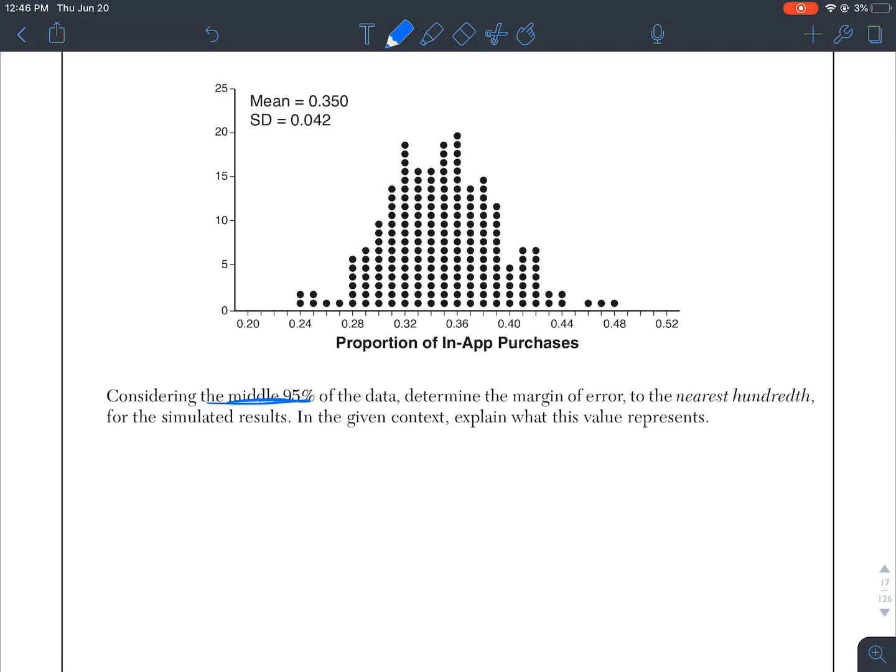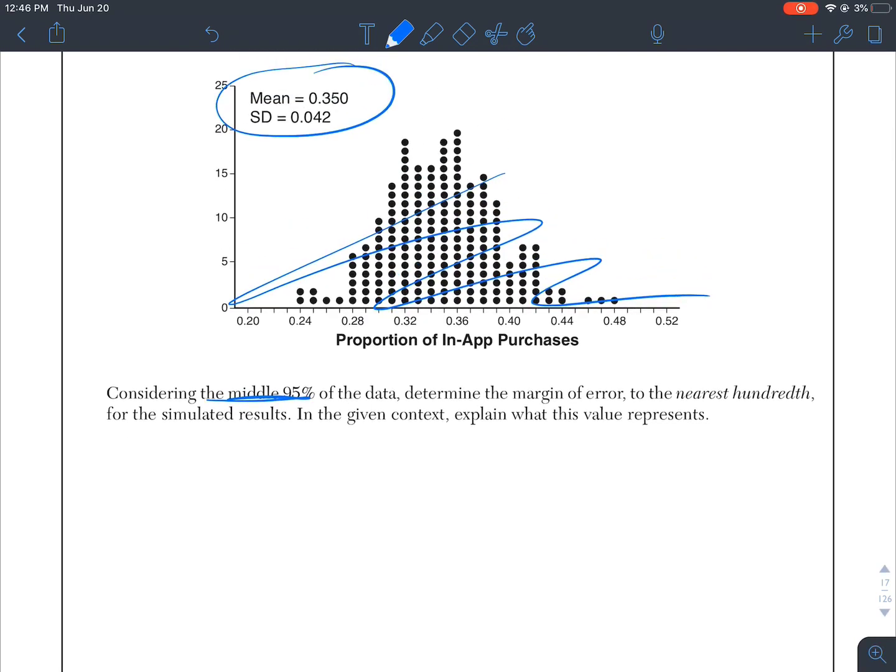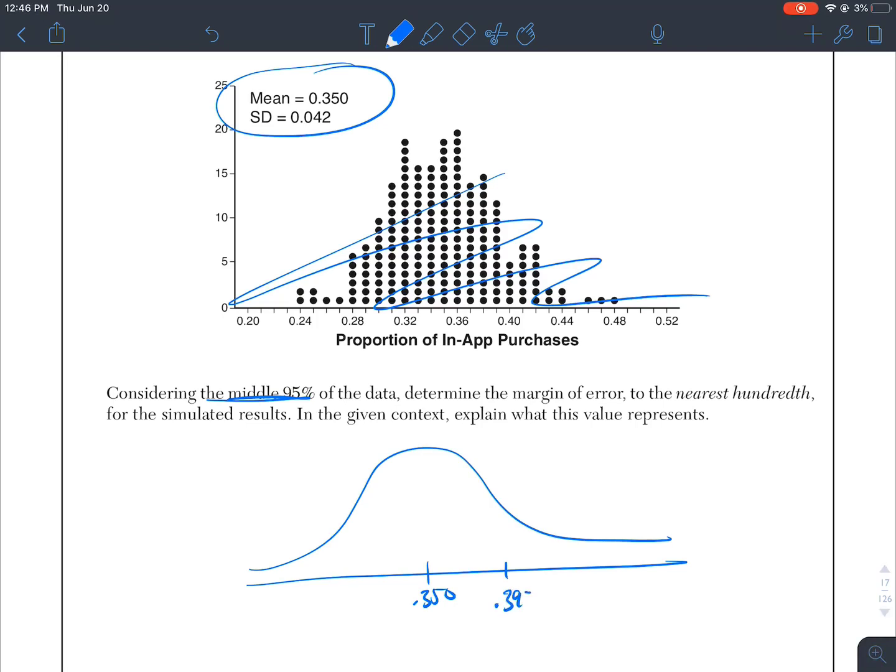Okay, middle 95%. So we ignore this data and we just use this. And we set up our middle 95%. So that will be 0.350, 0.392, 0.434 would be the 2 sigma value. Then we go back 1 sigma and back 2 sigmas. I really drew that poorly, sorry.